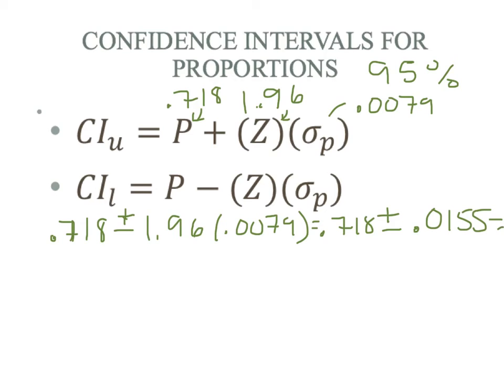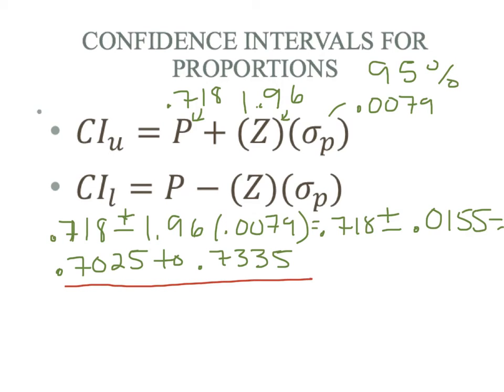0.0155. So my range is going to be from 0.7025 to 0.7335. So this is my confidence interval right here. So we are 95% confident that the range from 0.7025 to 0.7335 contains the actual population proportion.